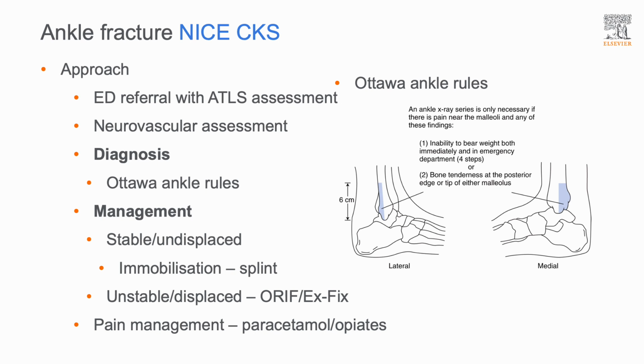Following confirmation of the diagnosis, management relates to the stability of the fracture and whether the fracture is displaced or undisplaced. Stable and undisplaced fractures can be managed with splint immobilization, and unstable or displaced fractures must be managed with open reduction and internal fixation or external fixation. Isolated lateral or medial malleolar fractures are typically stable. Posterior malleolar fractures or bimalleolar fractures and Mason nerve fractures are usually unstable, and trimalleolar fractures are always unstable. Pain management is essential with paracetamol or opiates.